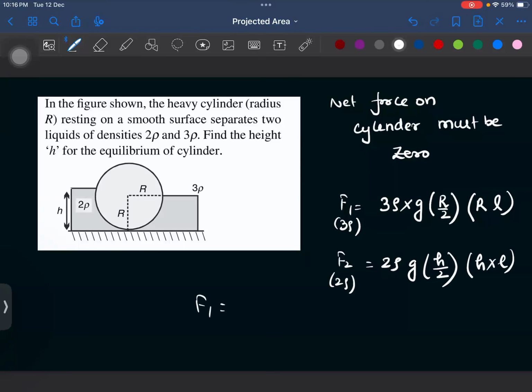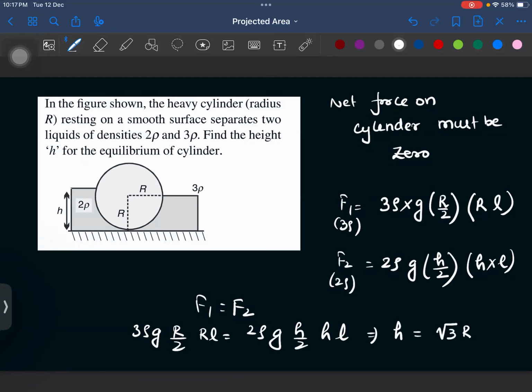And if we equate F1 equal to F2, we get our final answer, that is 3 rho g R by 2 into RL is equal to 2 rho g H by 2 into HL. We have to find out the value of H. So we get the value of H to be equal to root 3 R by 2.